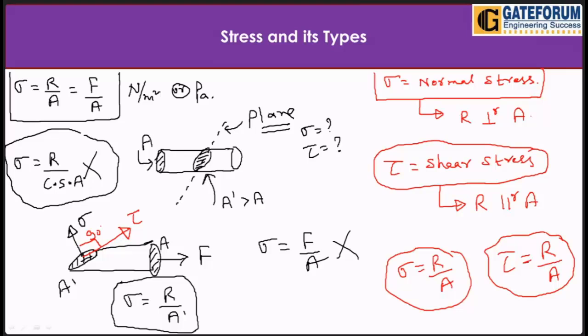In one situation the resisting force should be perpendicular to the particular area on which we are interested to find the value of stress, and in shear stress our resisting force should be parallel to the particular area. Okay, so here we have two different types of stress, normal as well as shear. Okay, simple, we have done this.